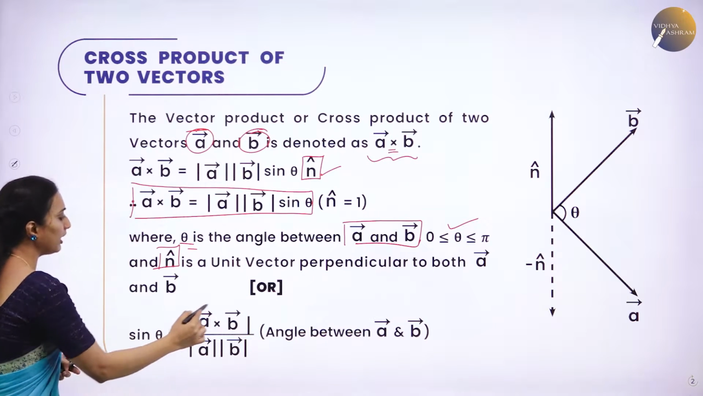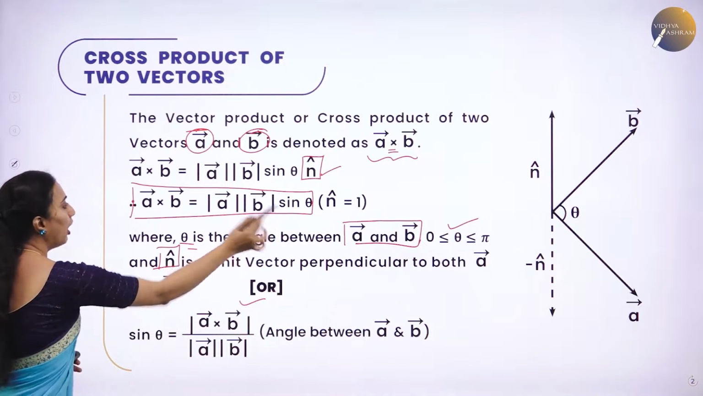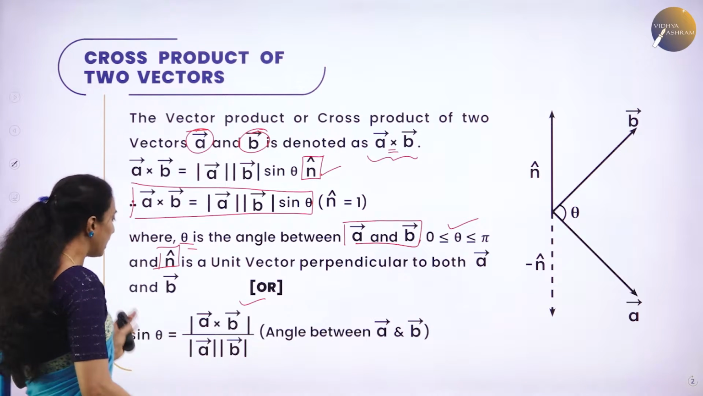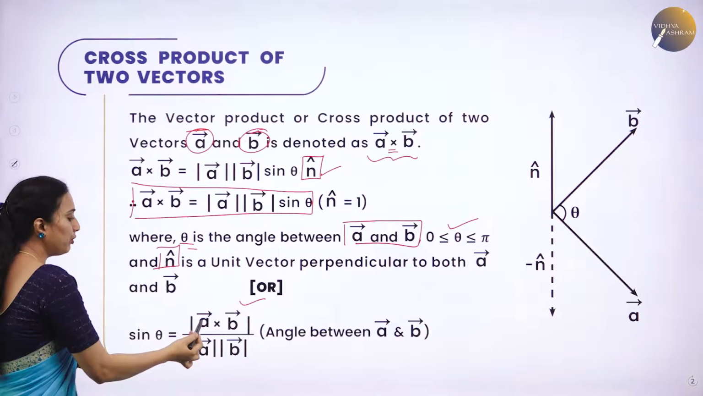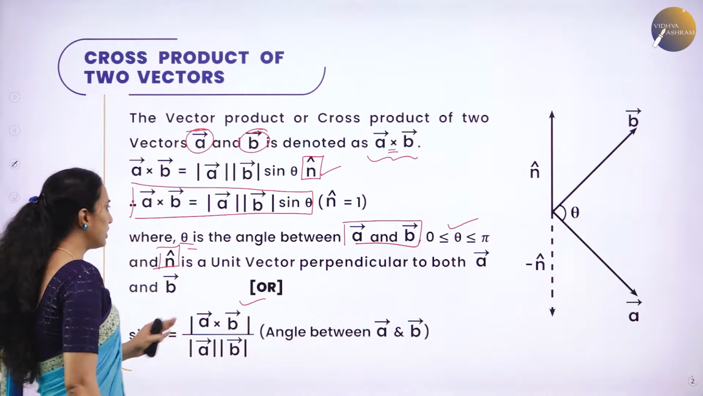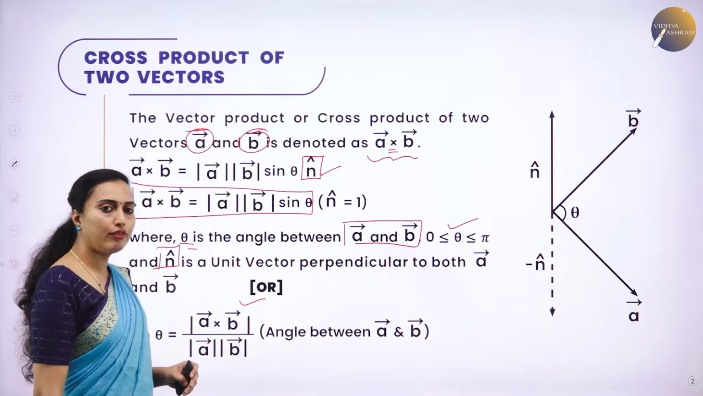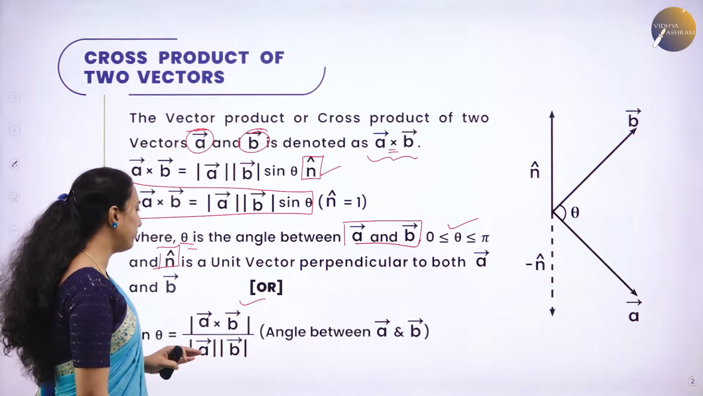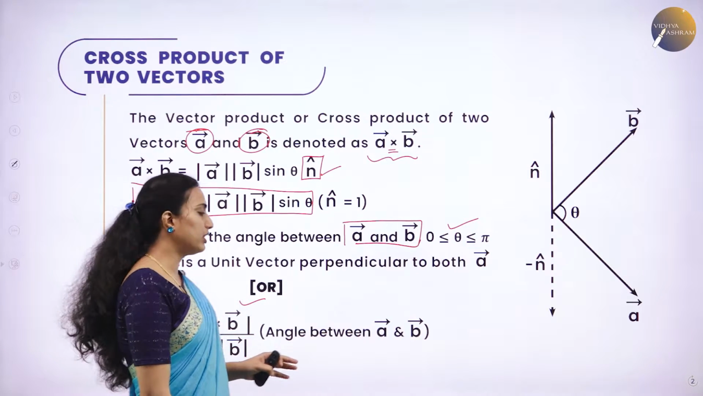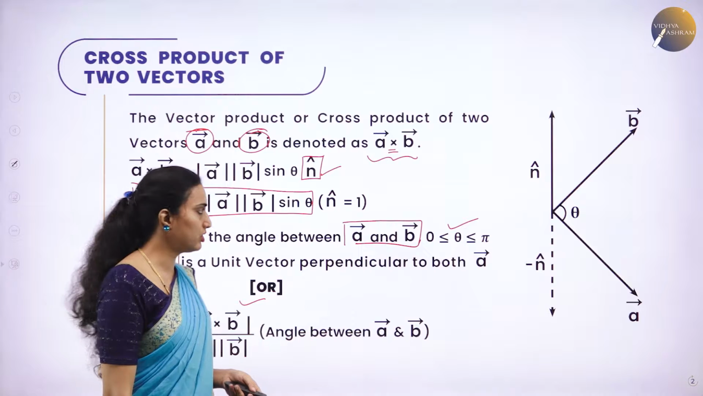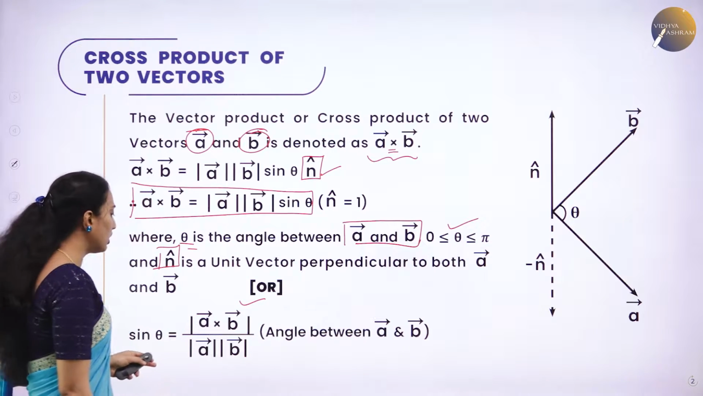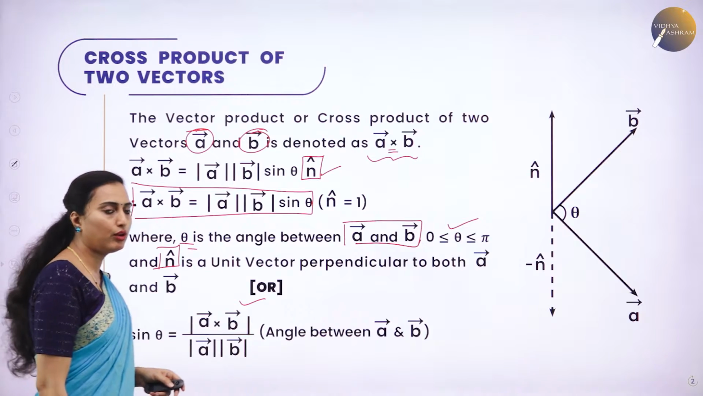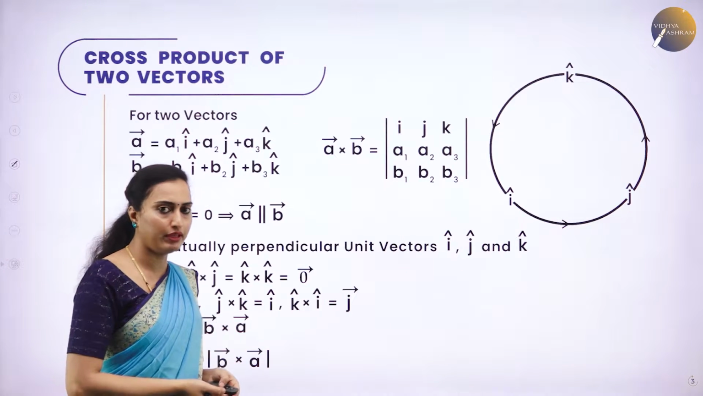So when they particularly ask for sin theta, you are going to keep sin theta as it is and then cross multiply the magnitudes of the vectors, which gives sin theta equal to magnitude of A vector cross B vector divided by magnitude of A vector into magnitude of B vector. So this is the angle between the A vector and the B vector that you are going to find.